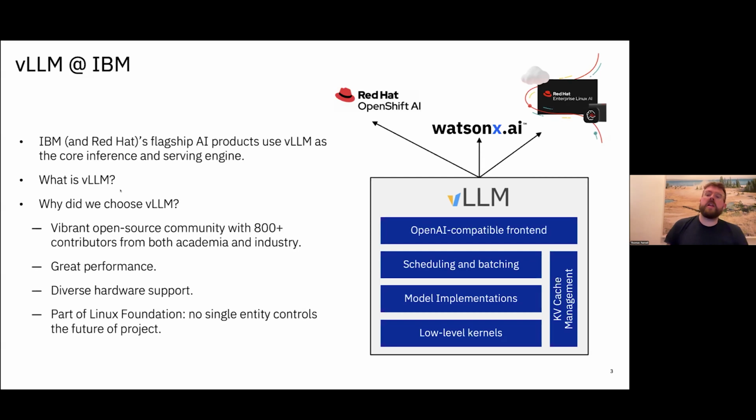The third reason is vLLM has very good support for diverse hardware. I'm going to talk more about this later. Actually, my team has been involved in adding support to vLLM for IBM's own AI accelerator, IBM Spire, but also a whole bunch of other GPUs and custom accelerators are already supported. And finally, vLLM is part of the Linux Foundation. This is very important for our long-term, strategic outlook, in that no single entity controls the future of this project.